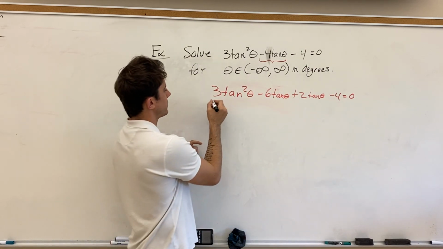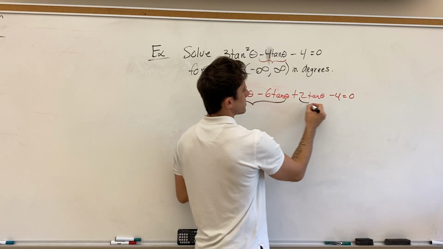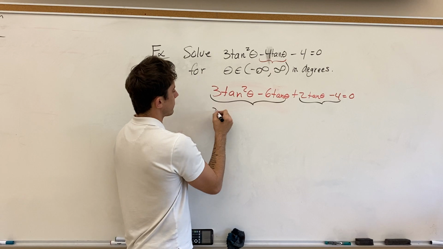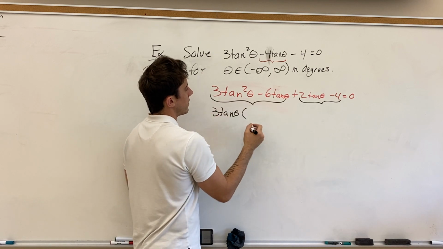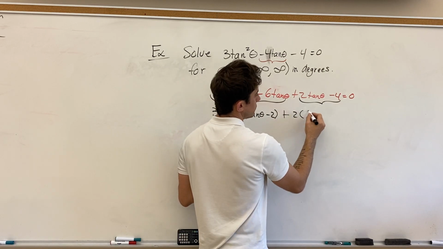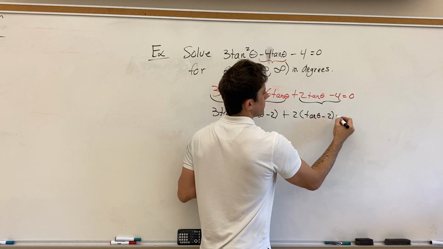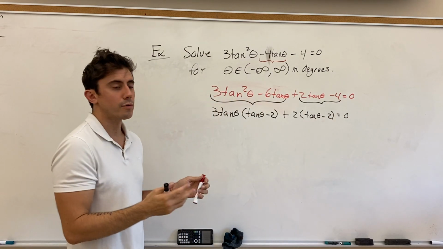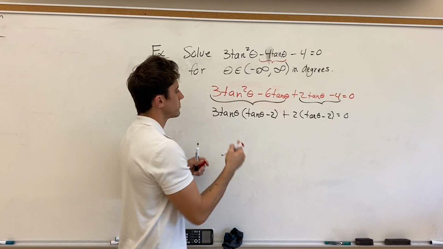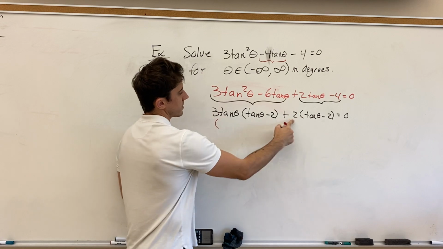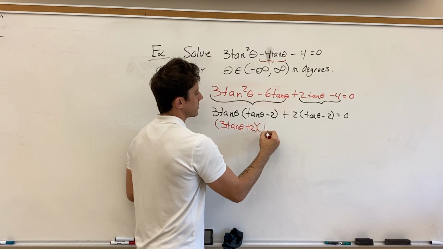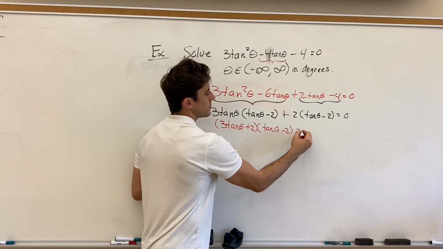And as always, with decomposition, we factor the first two terms, and then separately factor the last two terms. And so to factor the first two, we'll have 3 tan theta, and then tan theta minus 2, and plus we factor the 2, and inside the bracket again, we have tan theta minus 2, and we know we're on the right track because there are two brackets containing the exact same expression. And so now we can go ahead and factor all of the stuff outside of the brackets, being 3 tan theta plus 2, and inside the brackets, tan theta minus 2 is equal to 0.